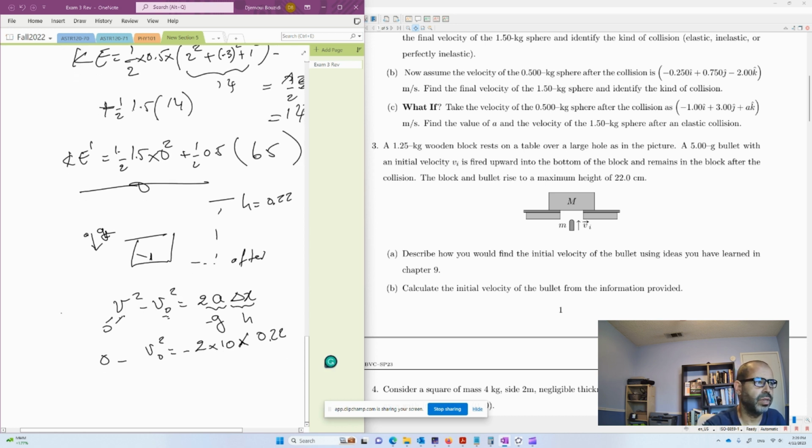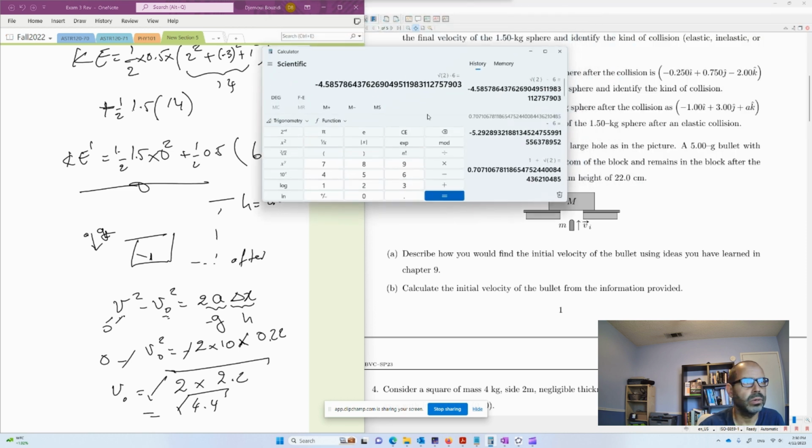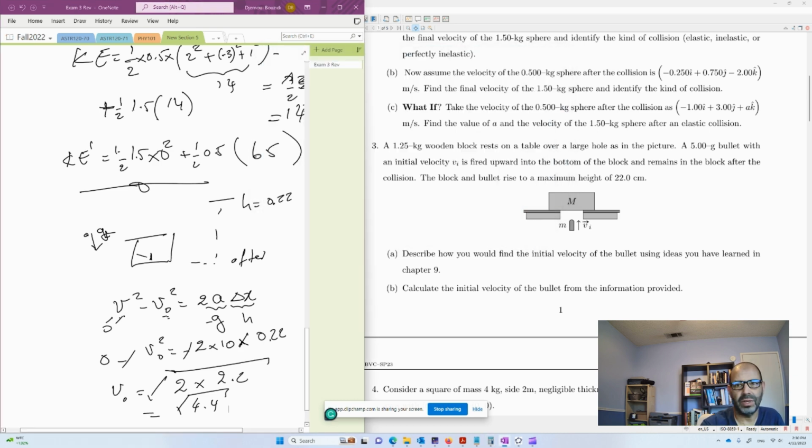Obviously the negative signs cancel. From here, we find the velocity to be the square root of 2 times 10 times 0.22, that's 2.2 times 2, so the velocity is the square root of 4.4, which is slightly more than 2. I can put it in the calculator: the square root of 4.4 is 2.1. So that's the velocity of the entire system.